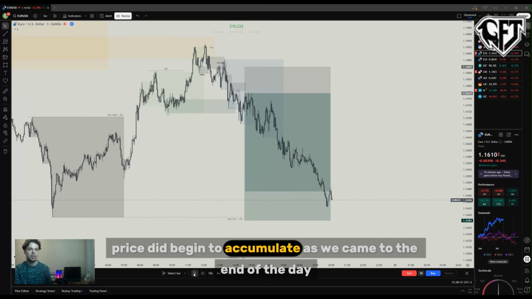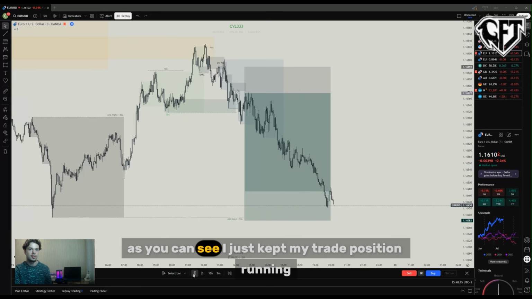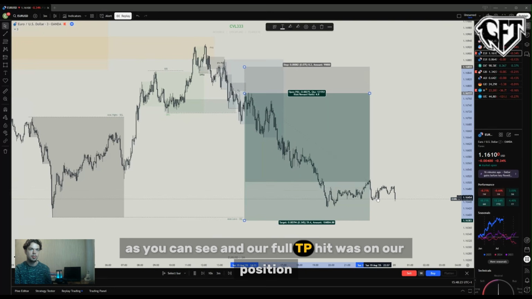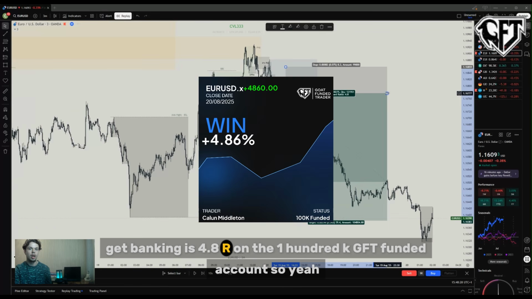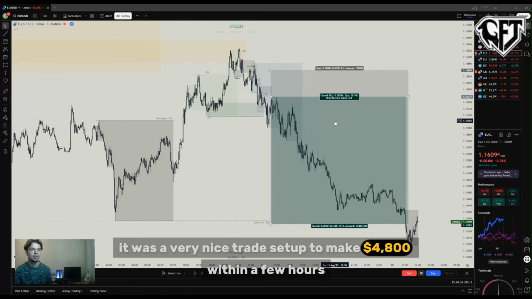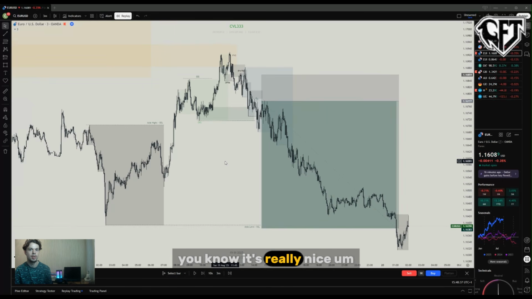Price did begin to accumulate as we came to the end of the day, as you can see. But I just kept my trade position running, and eventually Asia lows was ran, and our full TP was hit on our position, banking 4.8R on the 100k GFT funded account. So yeah, it was a very nice trade setup to make $4,800 within a few hours. You know, it's really nice.